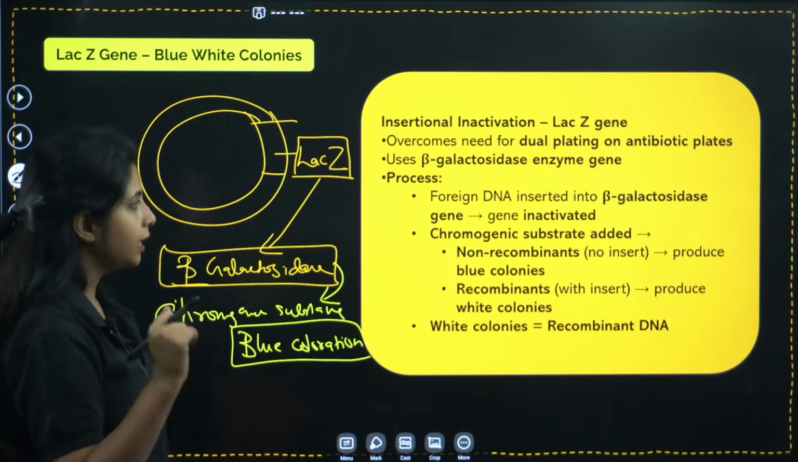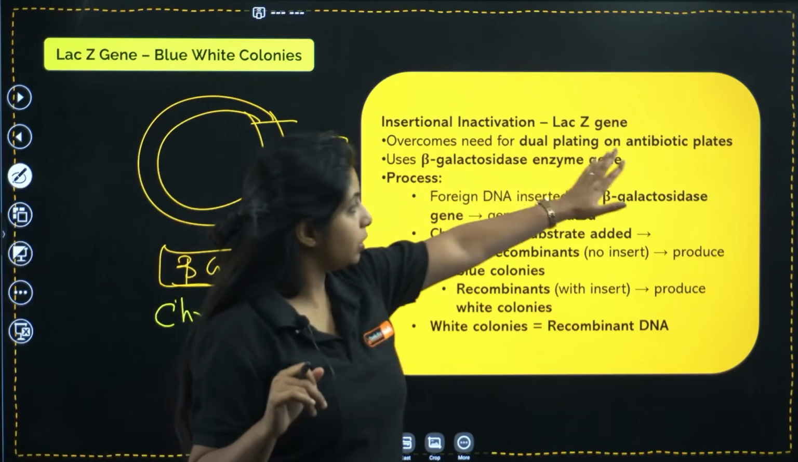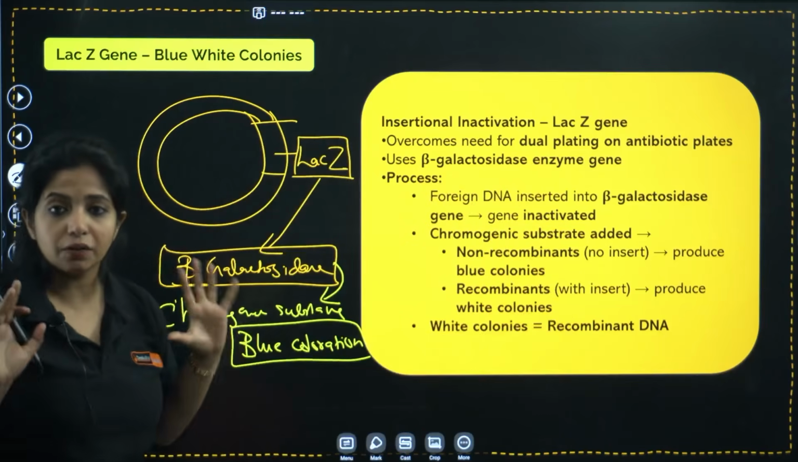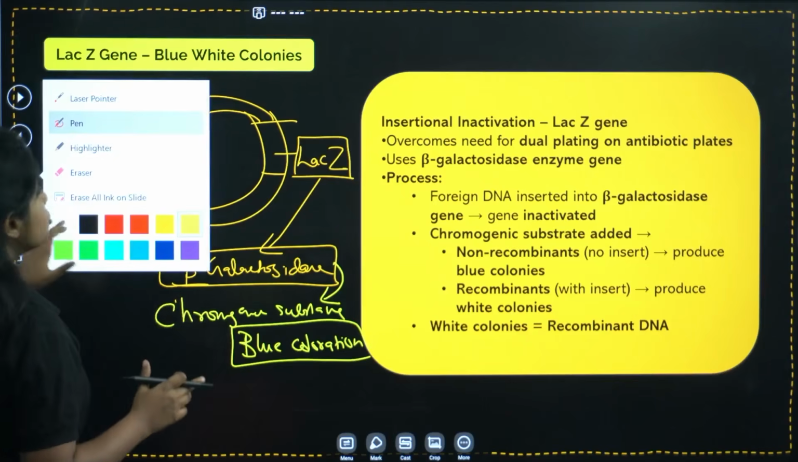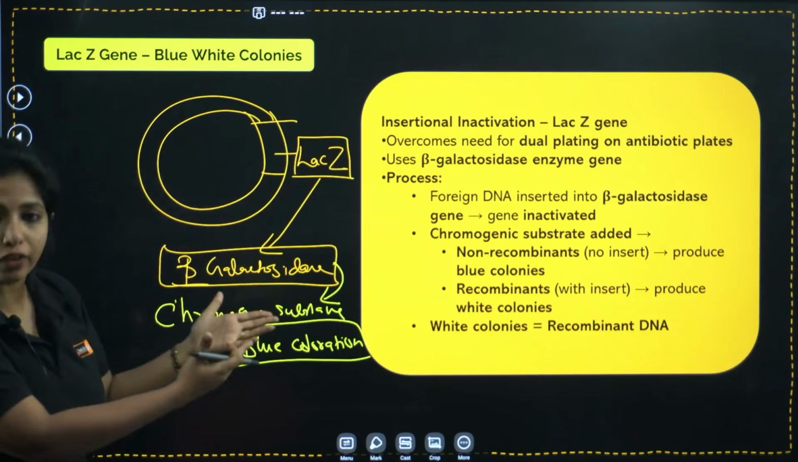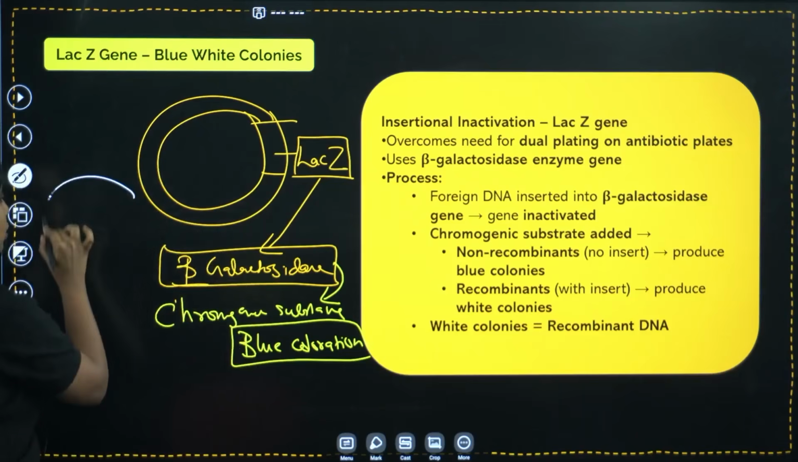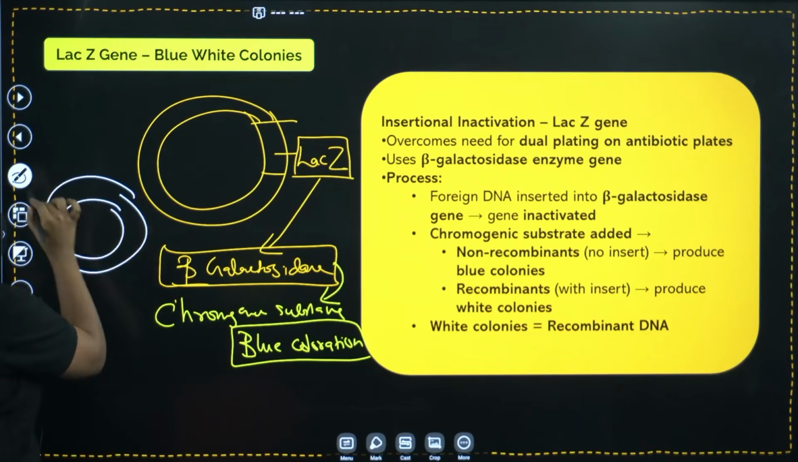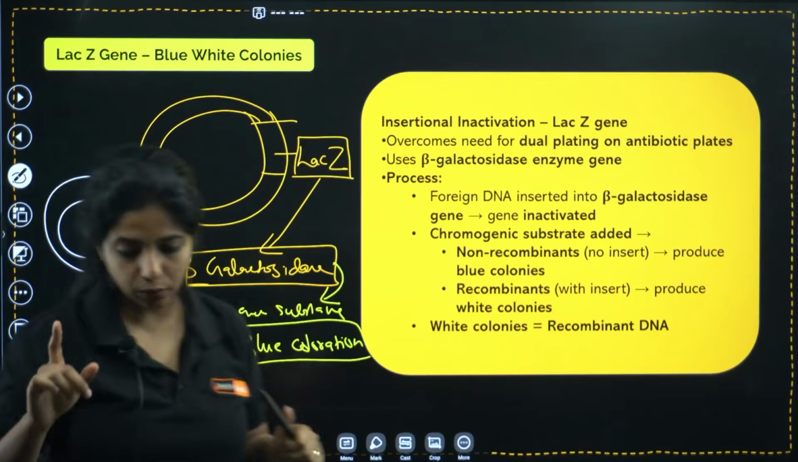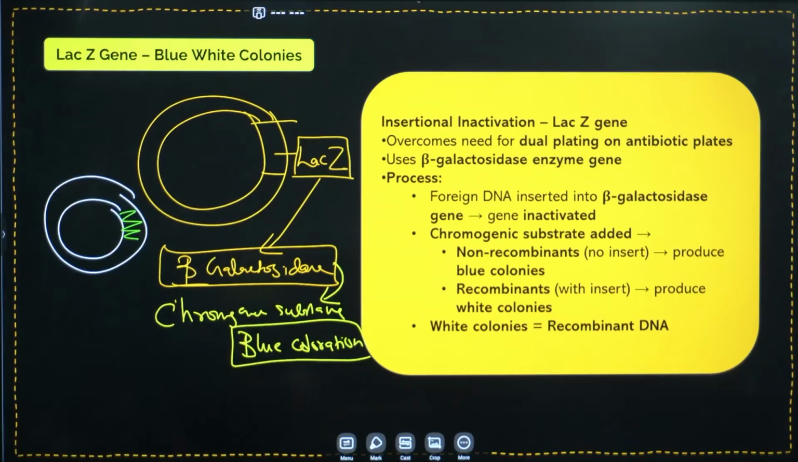Cool. Now, this overcomes the need for dual plating. Wait. So this is a normal thing that we usually see. What we are going to do is that over here, instead of the LacZ gene, we are going to put our gene of interest. So what will happen if we do that? If we put our gene of interest at the same location, just give me a quick second.